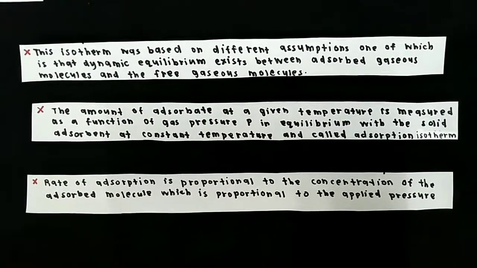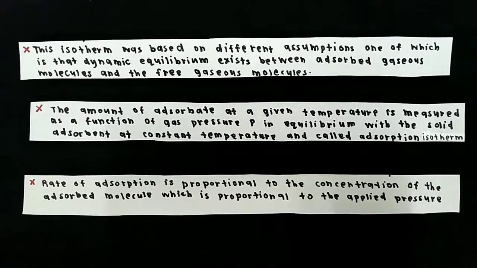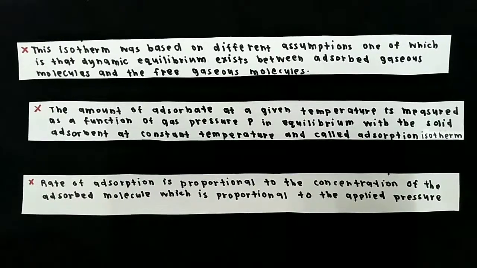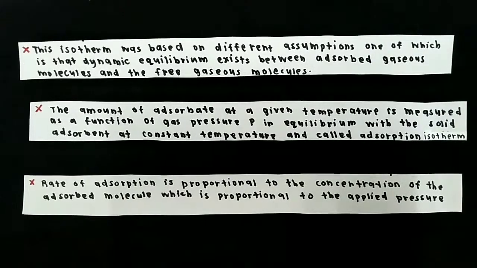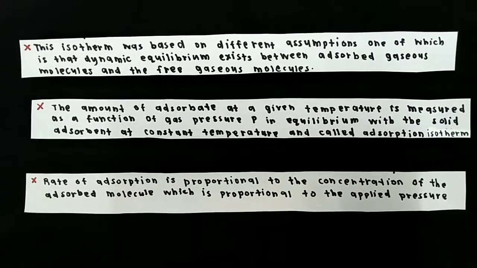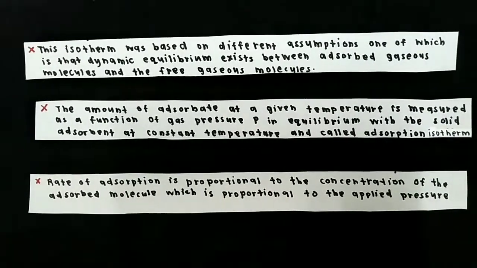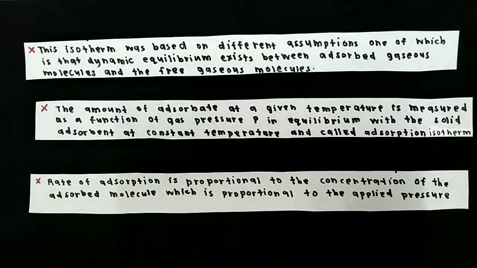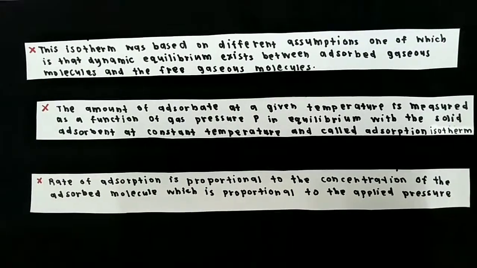This isotherm was based on different assumptions, one of which is that a dynamic equilibrium exists between adsorbed gas molecules and the free gas molecules. The amount of adsorbate at a given temperature is measured as a function of gas pressure P in equilibrium with the solid adsorbent at constant temperature and called adsorption isotherm. Rate of adsorption is proportional to the concentration of the adsorbed molecule, which is proportional to the applied pressure.